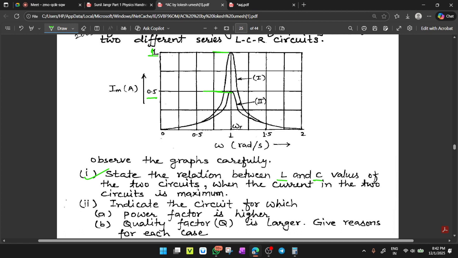So between L and C you have to find the relation when the current in the two circuits is maximum. So you have to make the two relations for the two such situations.